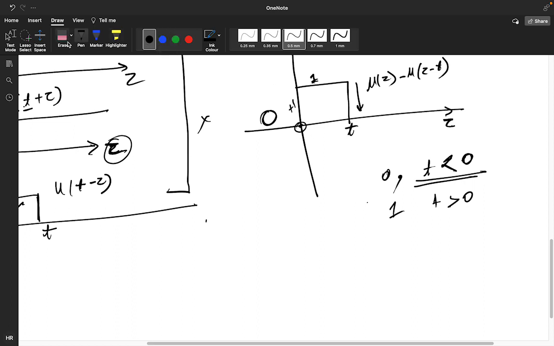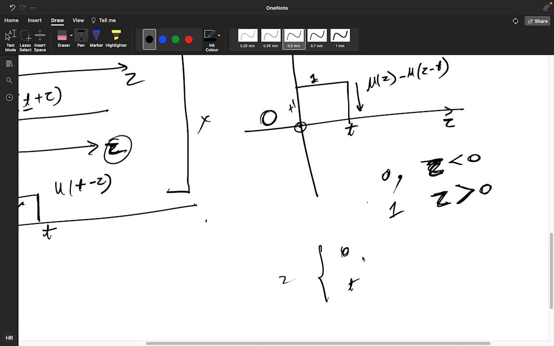Or we can write it in terms of tau. When tau is lesser than 0 we are getting this, and when tau is greater than 0 we are getting this. So if you integrate this, after integration you will get 0 for t lesser than 0 and t for t greater than 0. So this means you are having a ramp signal.